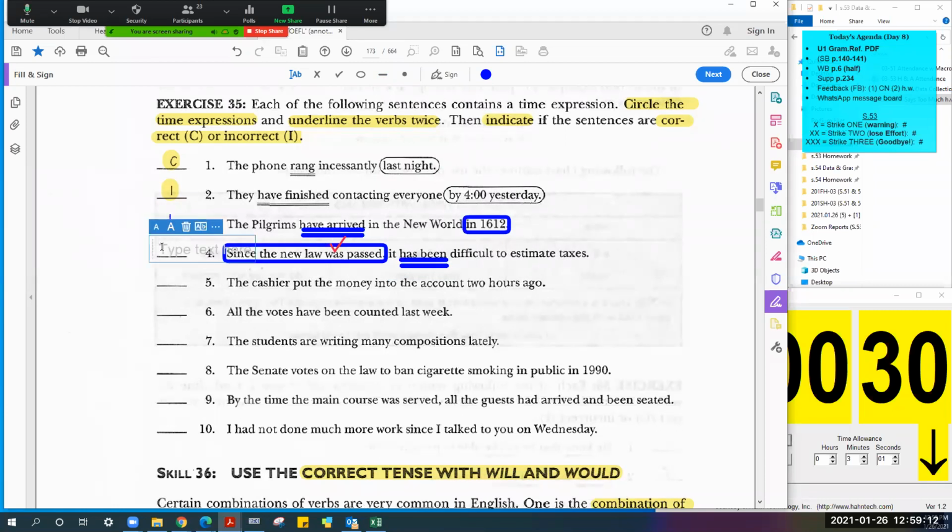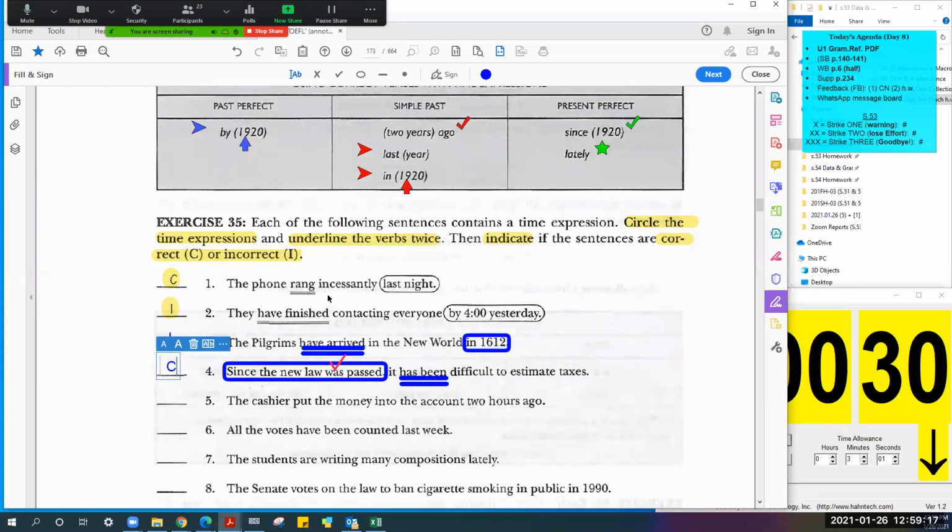Present perfect. Absolutely correct. Why is it correct? Because since matches with the present perfect. Exactly. The since matches with the present perfect. It has been difficult. Okay.